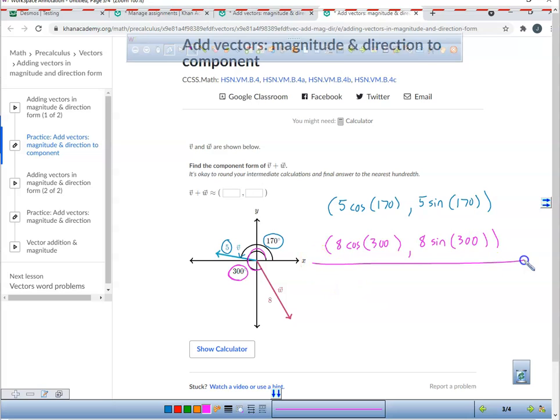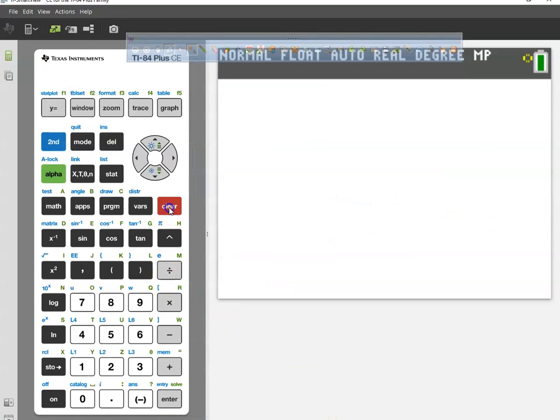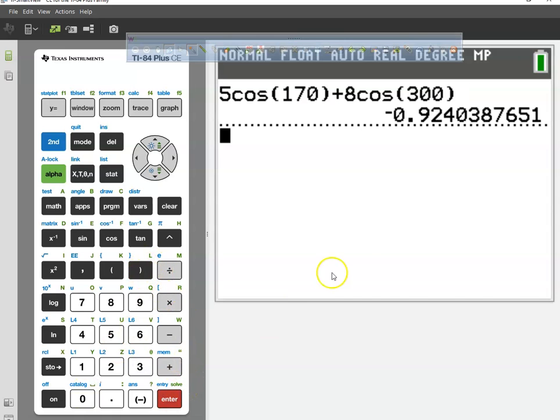All right. And because it says, what are we doing? It says we need to do what with them? Add them together. We can just trust that we just need to add them together. So I'll put my answer in orange down here. So I'll do one more. I'll add them together. 5 cosine 170 plus 8 cosine 300. And boom, you got your answer.